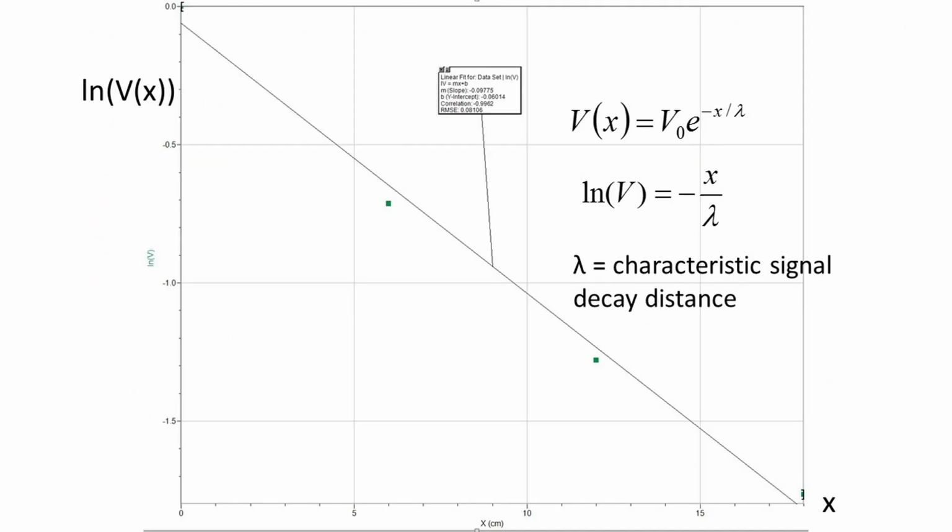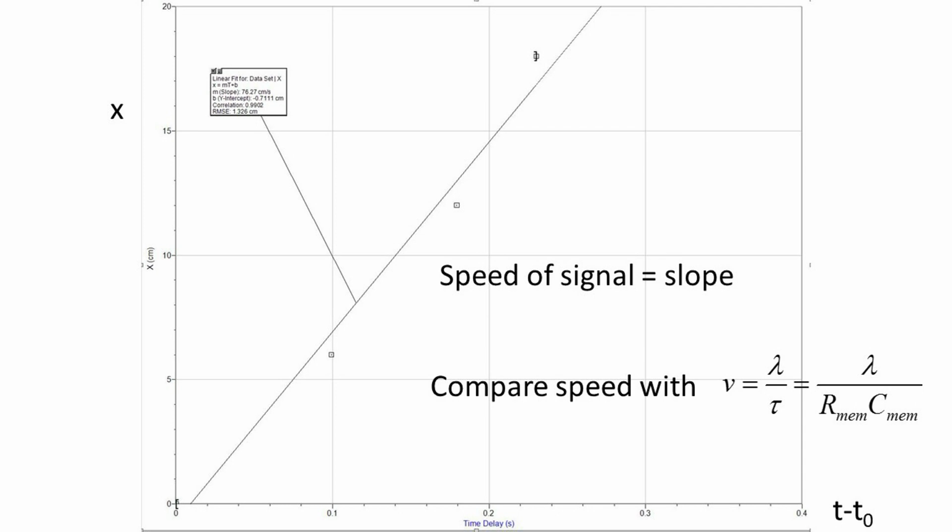Plot natural log of the voltage peaks versus distance x. The decaying exponential becomes linear on a log plot with a slope equal to the negative inverse of the signal decay distance lambda. Also plot position versus time to get the speed of conduction of the signal. Compare the speed with the lambda over the RC time.